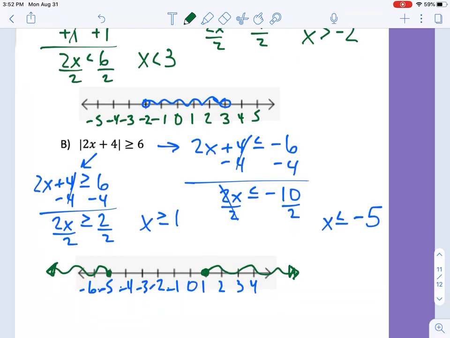Alrighty, that is absolute value equations and inequalities.